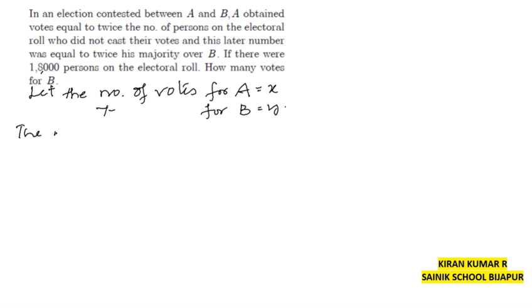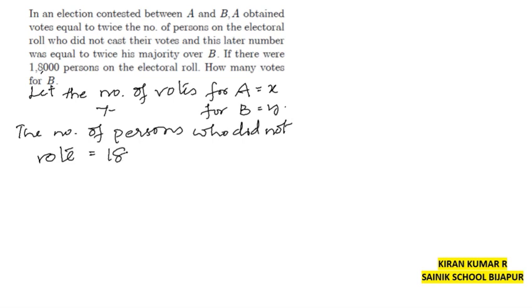The number of persons who did not vote, can we find that? Total number is given, 18,000. If you subtract the number of votes for A and the number of votes for B together, we will be getting the number of persons who didn't vote. So it's clear.